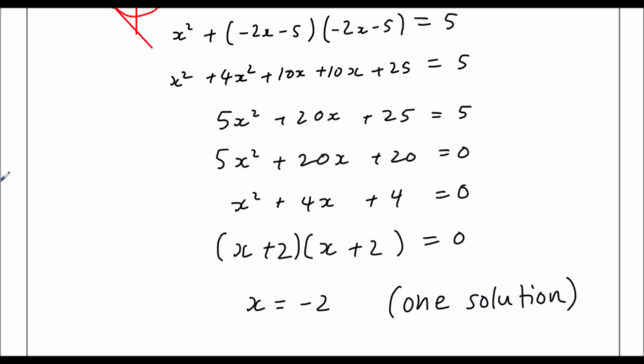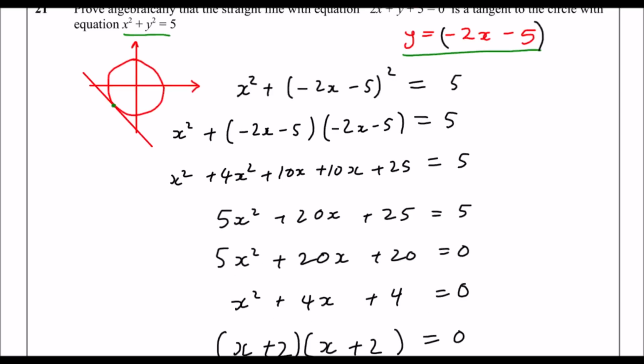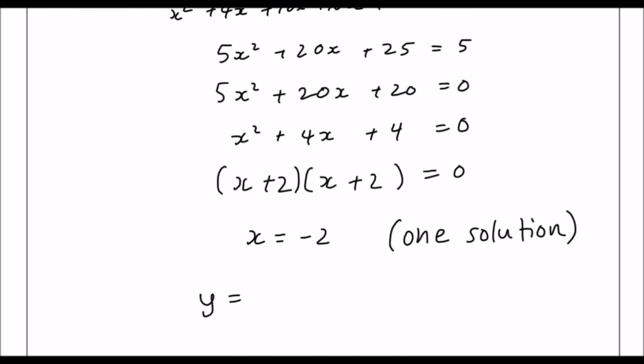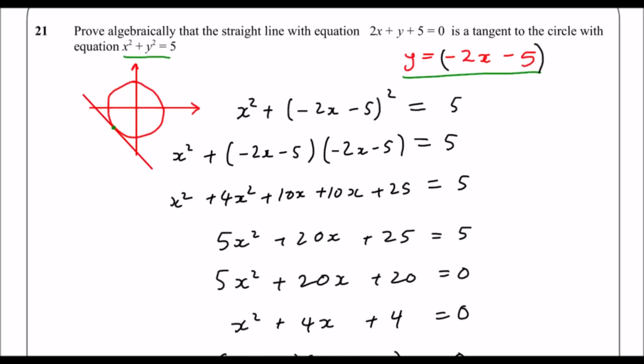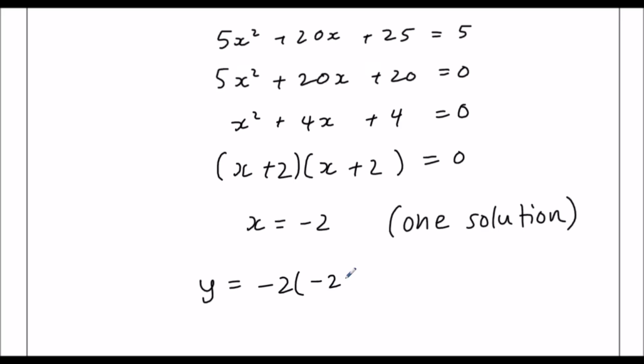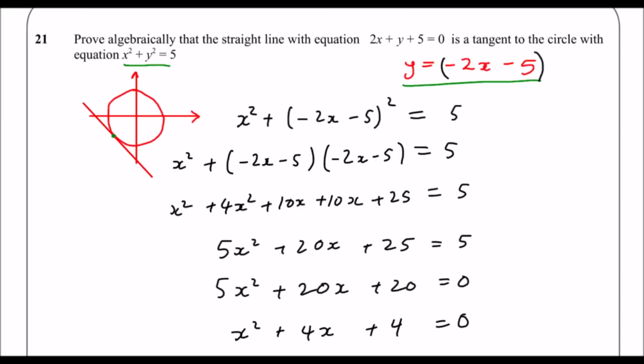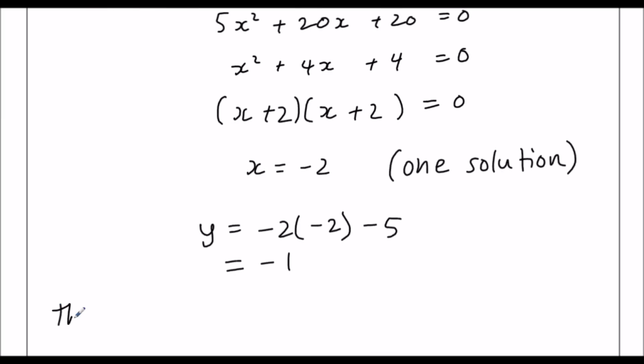And because there's only one solution, I'll find the y coordinate as well. So y is, we weren't asked to, minus 2x minus 5, minus 2 times minus 2 minus 5. Negative times a negative is positive. So minus 2 times minus 2 is 4. 4 take away 5 is minus 1. So it's a tangent. The line is a tangent. It only touches the circle.